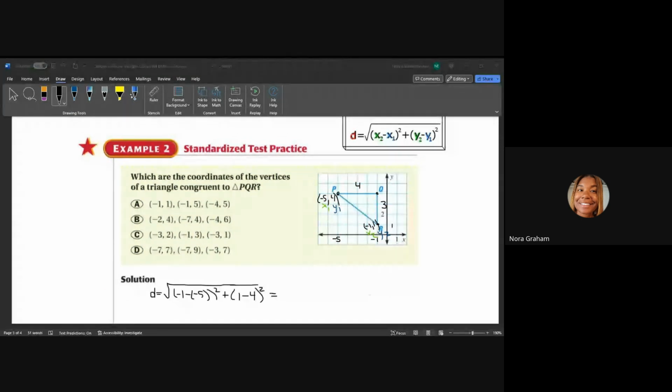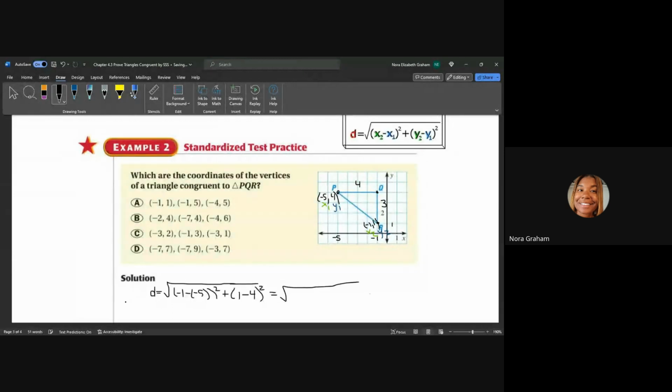Under my square root, what I'm going to get is -1 plus 5, because those negatives cancel out and equal a plus. I'll get 4 squared, and 4 squared is 16. And then plus 1 minus 4, that's -3. -3 squared is going to be +9. 16 plus 9, that's 16, 17, 18, 19, 20, 21, 22, 23, 24, 25. Still under my square root, 25 is going to give me 5.